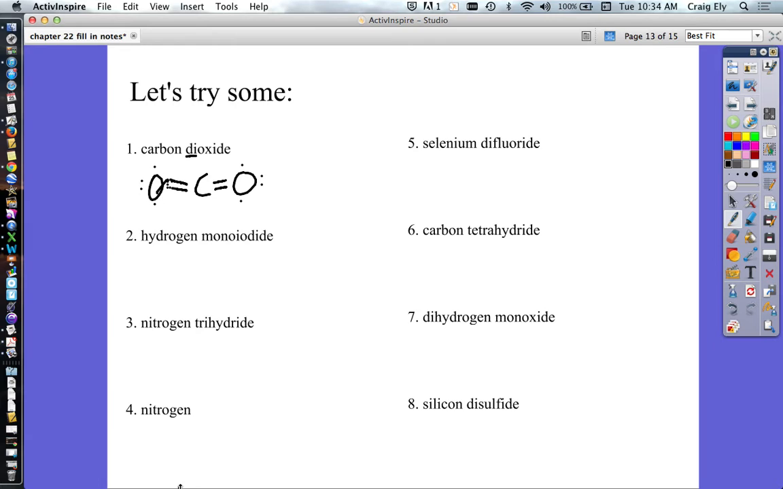Okay? Now, let's go through and count these and make sure that this makes sense. I'm going to change my color here. For this carbon, I have 1, 2, 3, 4, right? But then they're sharing these, so this is 5, 6, 7, 8. So my carbon is happy. It has 8 electrons in its outer energy level.